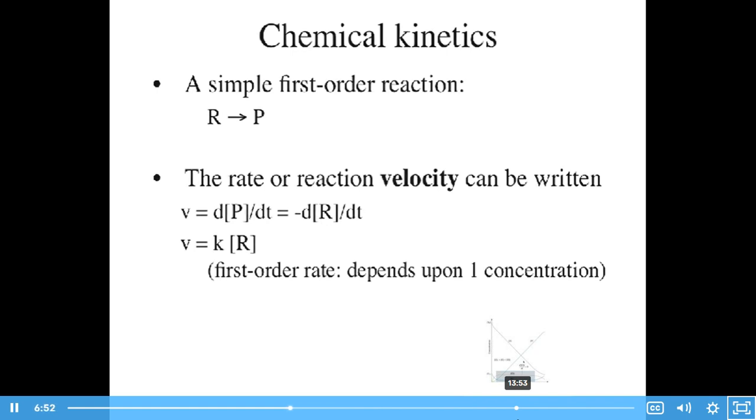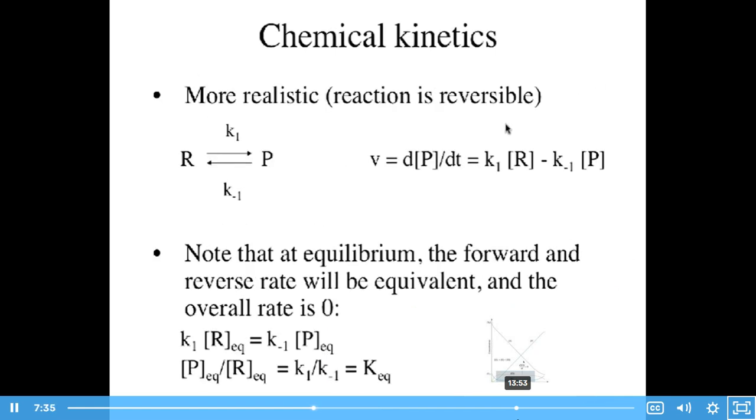So if we were to draw that out, if we had change in concentration over time, product would be going up, reactant would be going down. Although it won't look linear like I've drawn it here. It would actually look more like this if it's the first order rate. So product would be going up like this, and reactant would be going down like this. So a first order rate depends upon only one concentration. We'll get into second order rates later.